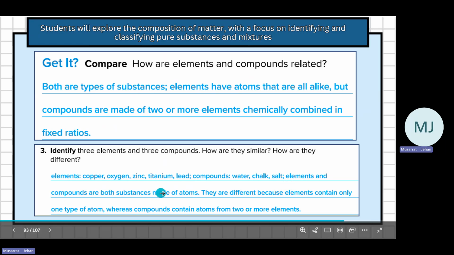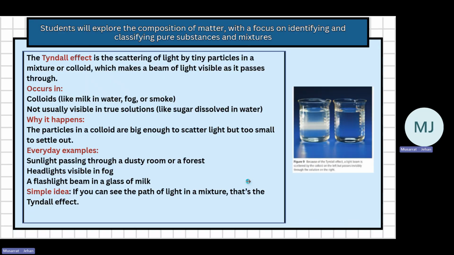Elements and compounds are both substances made up of atoms. In elements, the atoms are of the same type. In compounds, they are of different types, but they are combined in a fixed ratio.